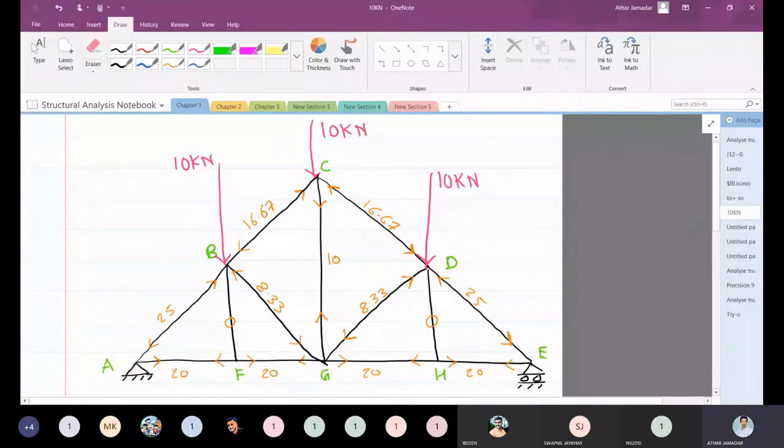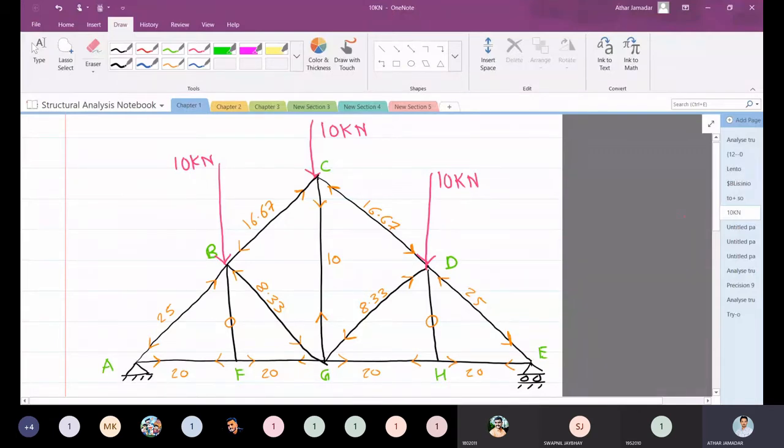In the last lecture, we analyzed this truss for member AB, then member AF, FG, then BG. The remaining members I have analyzed, so please verify this answer with your answers, because on this particular truss we are going to apply the strain energy principle and find out deflection.